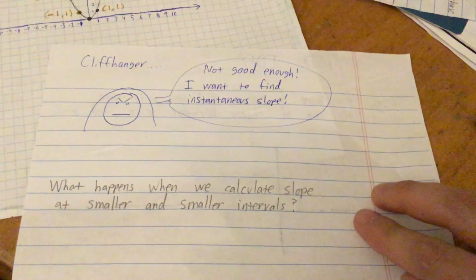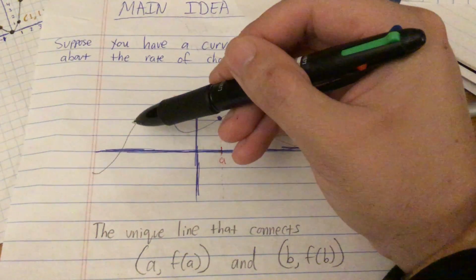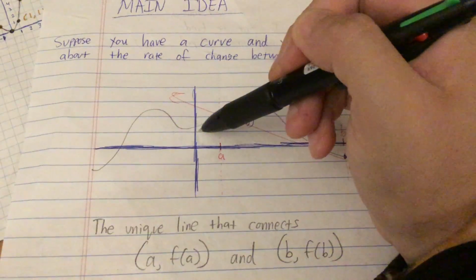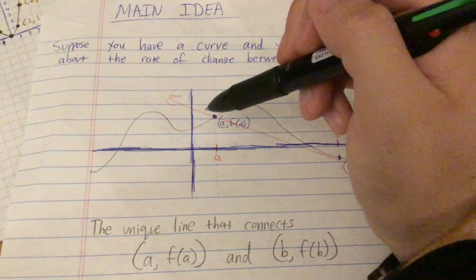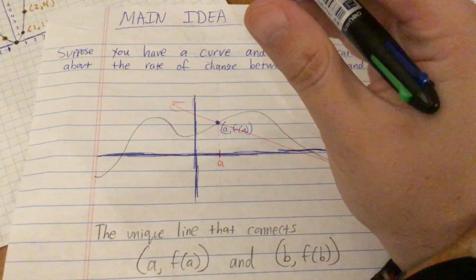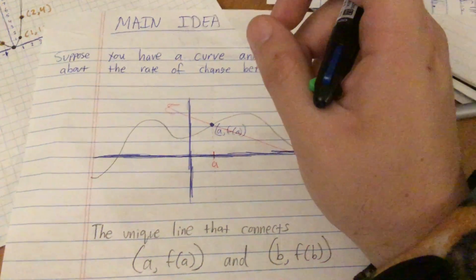What happens? I want to find instantaneous slope. In other words, he understands that this is a weird-looking curve, and there's a slope that's completely different throughout the whole course of the curve. In other words, if I were to calculate the slope at various points on the curve, I can't really do that because it's not linear. But Isaac Newton exploited a loophole.